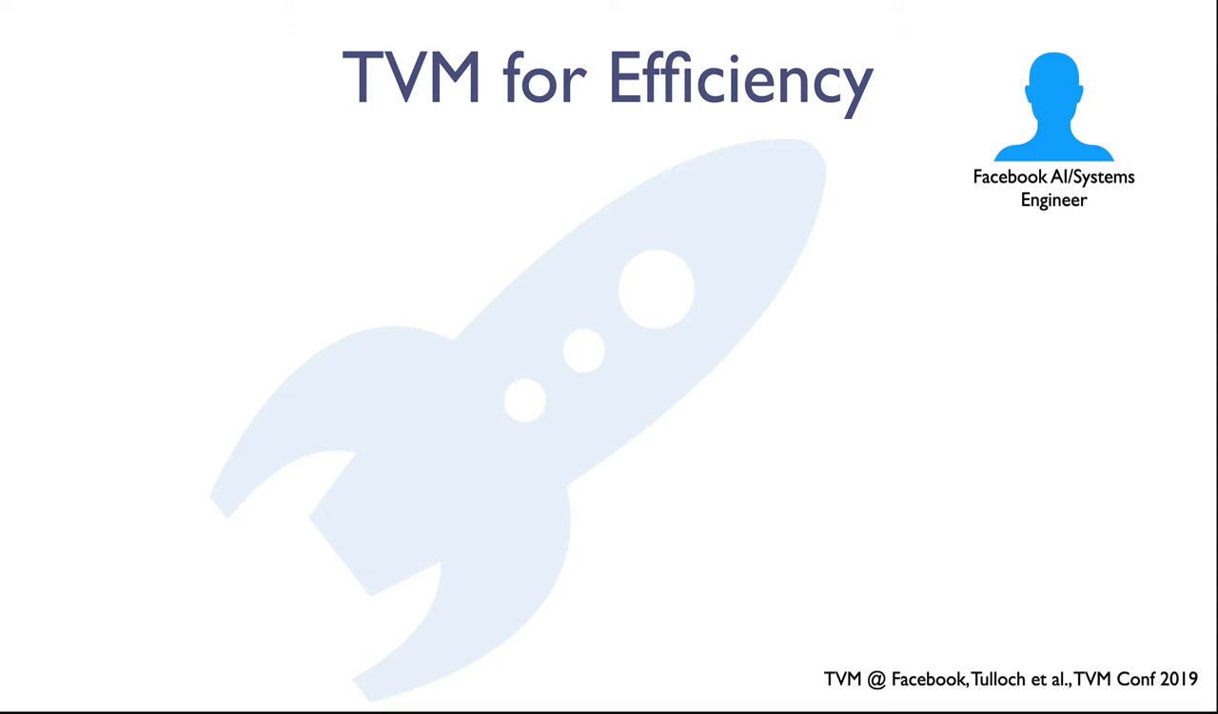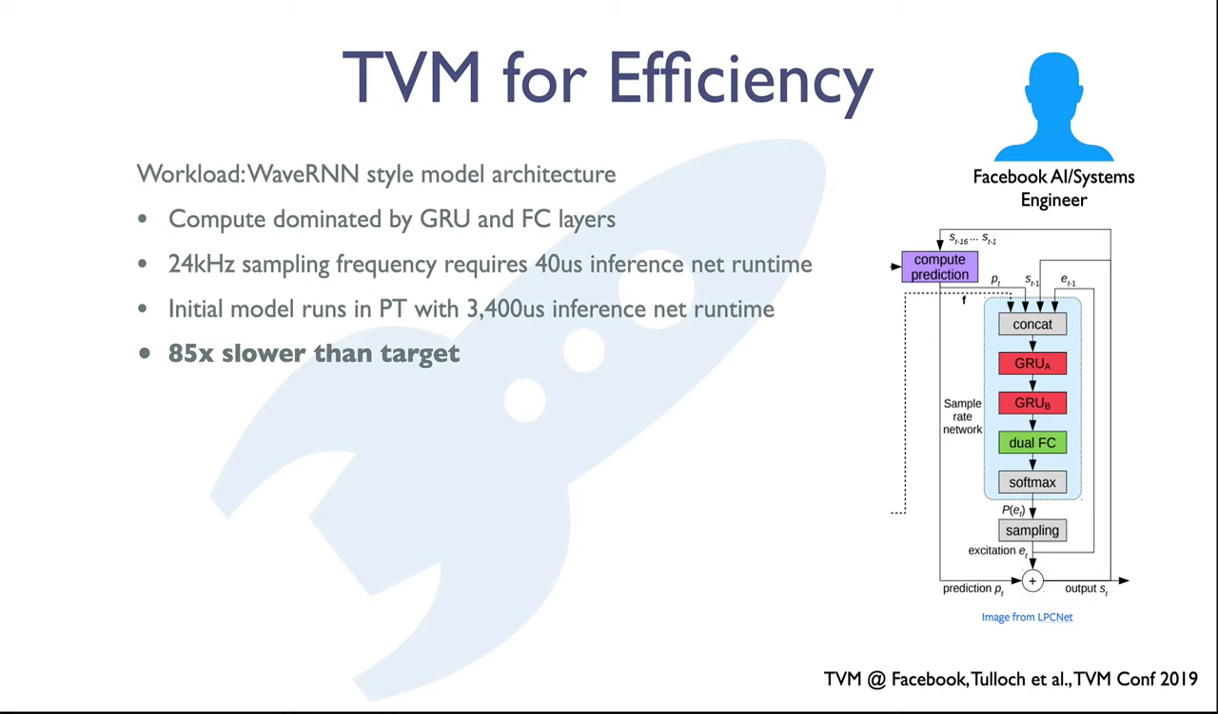Okay, let's consider a second use case. Running AI in the data center incurs a large cost for companies like Facebook. So they have a workload, a WaveRNN style model architecture, that's compute dominated by GRU and FC layers. A 24 kilohertz sampling frequency requires a 40 microsecond inference net runtime.